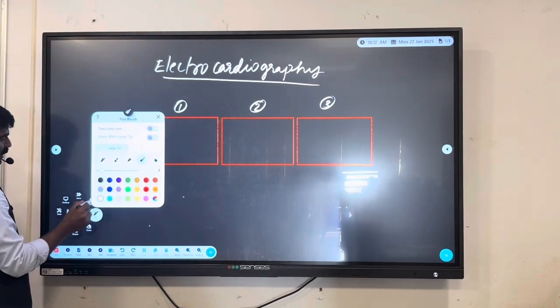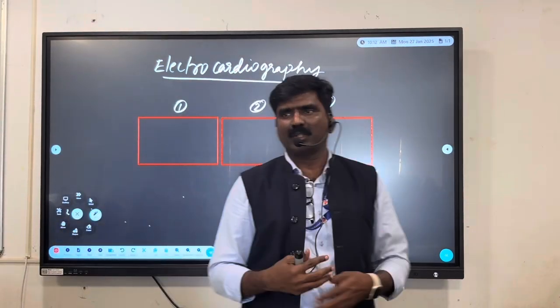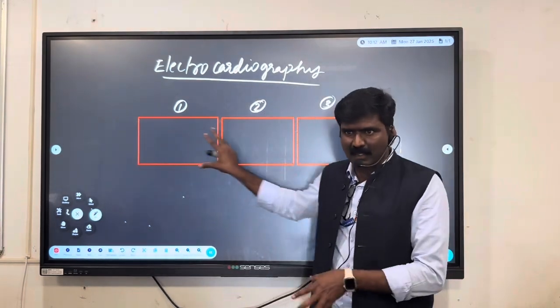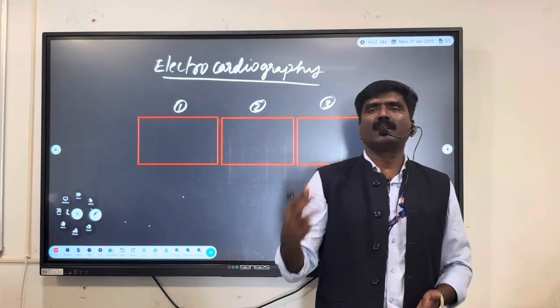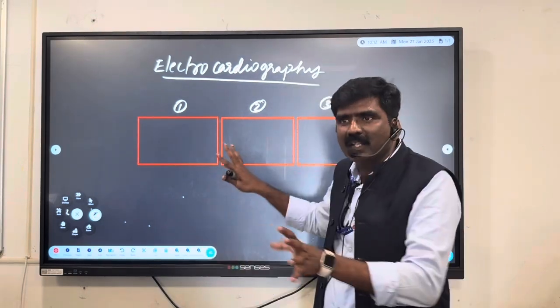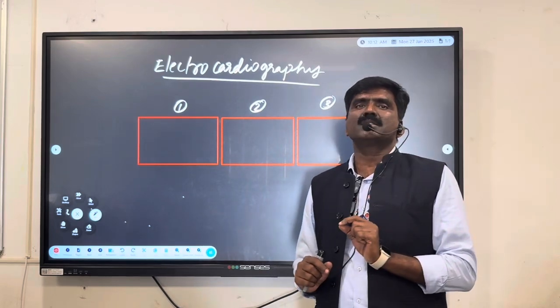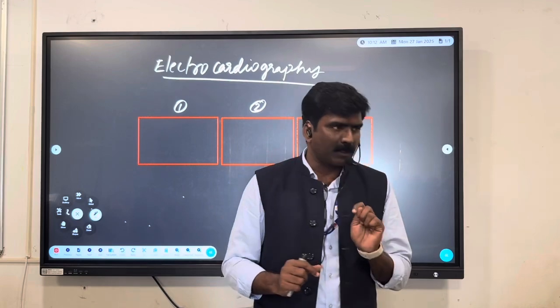Do you know what the resting membrane potential of the cell is? I have drawn three ventricular myocardial cells. We are going to study what electrical activities occur within the cell, right? So first you should know what the resting membrane potential is. What does it mean?